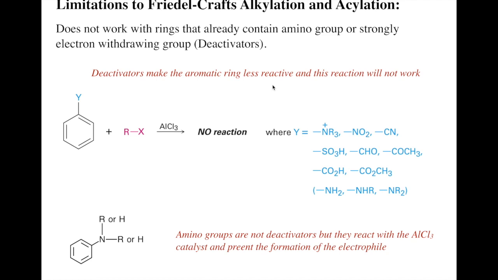Another limitation is that, looking at the aromatic ring now, not what you're adding to it, but the aromatic ring itself, you cannot use an amino group on the ring, like aniline. If this was an NH2, or it could be alkyl groups on a nitrogen, but you cannot use an amino group or a strongly electron withdrawing group called a deactivator, which we're going to talk about in the next slides. Those make the ring less reactive. So for deactivators, it's the fact that these make the ring less reactive that this will not work. For amino groups, the reason is that the nitrogen with its lone pair reacts with the Lewis acid catalyst and ties it up, and then we can't generate the electrophile.